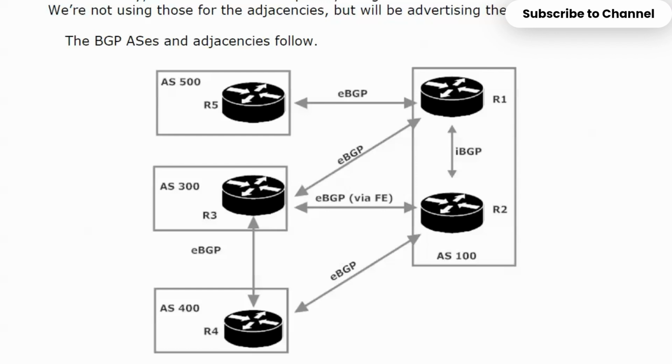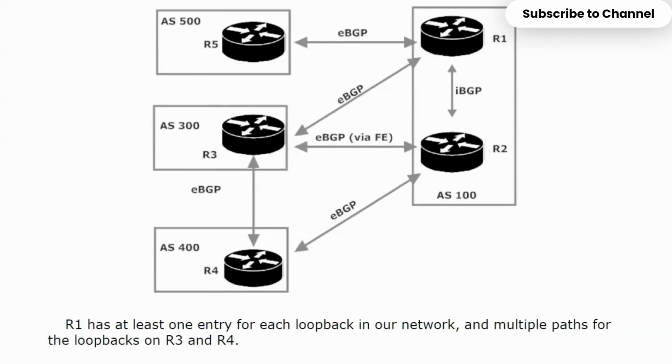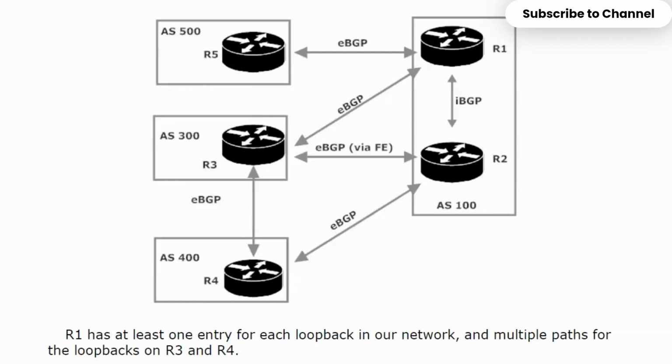I've created a loopback on each one with the router number for each octet, and I have already advertised them into BGP. So at this point, router 1 has at least one entry for every loopback in our network. That should be true of every router, but it'll have multiple paths for the loopbacks on routers 3 and 4.